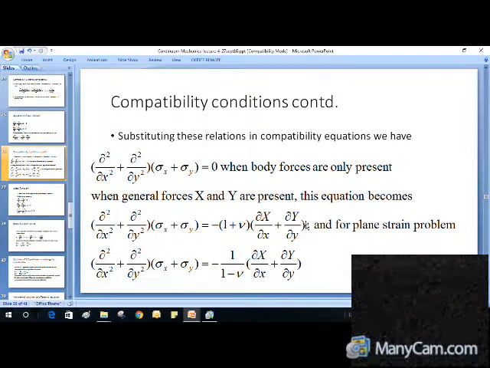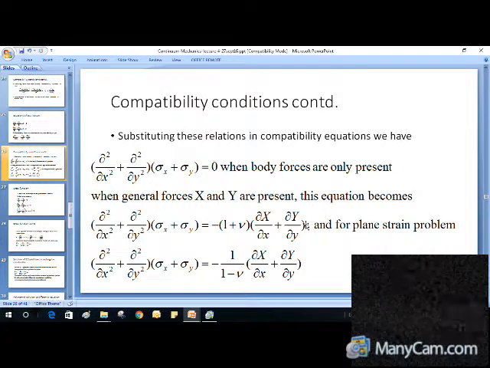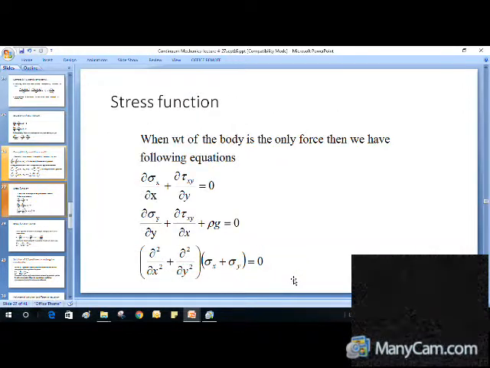So now I am saying that the compatibility conditions are obtained in terms of the stresses sigma x, sigma y, and of course the forces that you are applying, delta x upon delta x and delta y upon delta y. So I will now say that my compatibility conditions are obtained in this particular fashion, and now I am summarizing the equations available to me.